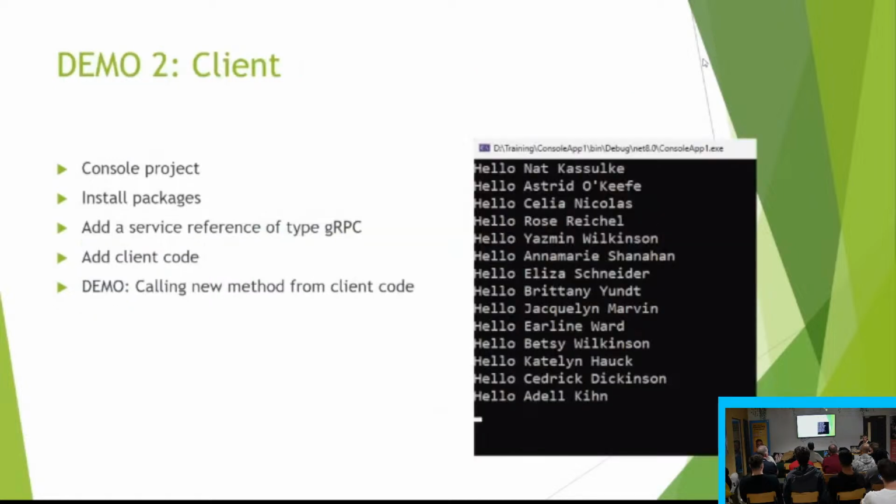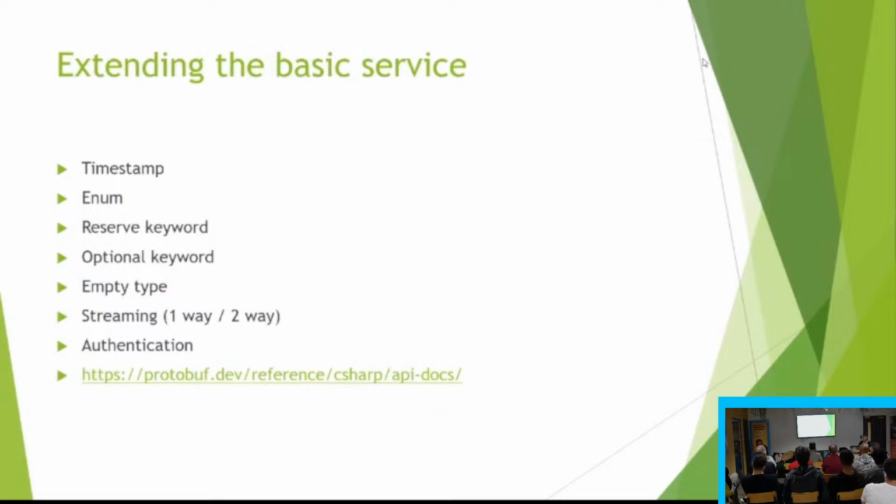Then we had a console project. We just went through the packages we had to install. We did a service reference, so that set up all the code for us. Added in a bit of client code, and then did a method call from the client code. So there's loads of ways you can extend the basic service using timestamps, enums, reserved, optional, empty, streaming, and authentication. So streaming and authentication I'm going to go through now.